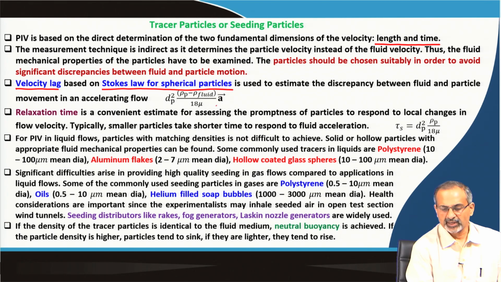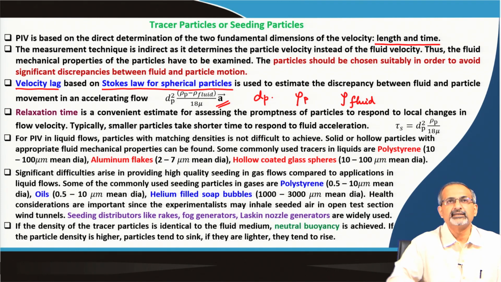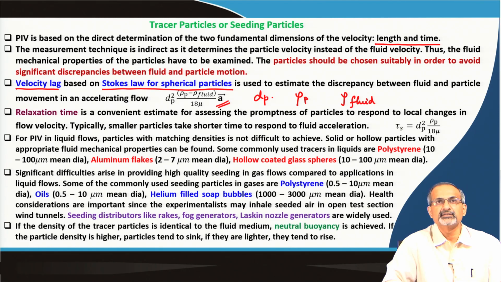So, if the acceleration vector is given by vector A, then this expression essentially gives us the difference in the velocity between the flow field and the particle movement. So, dP is the particle diameter, rho p is the particle density, rho fluid of course is the fluid in which the particle is laden. Mu is of course the coefficient of viscosity. So, this law basically gives us some estimate about the difference in the velocities.